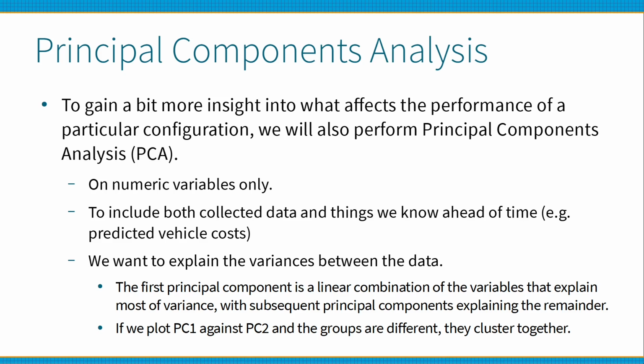And the basic idea is we're going to take these combinations of variables, and the first principal component is going to explain most of the variance in the data. You take all of the remaining variance and do the same thing. Then you can take principal component 1 and plot it against principal component 2, and if the variables show differences between, I guess, clusters, then that means that the groups are different.